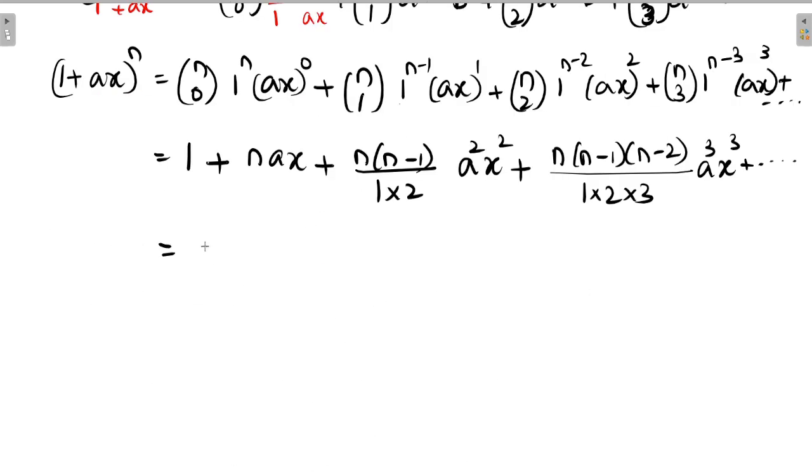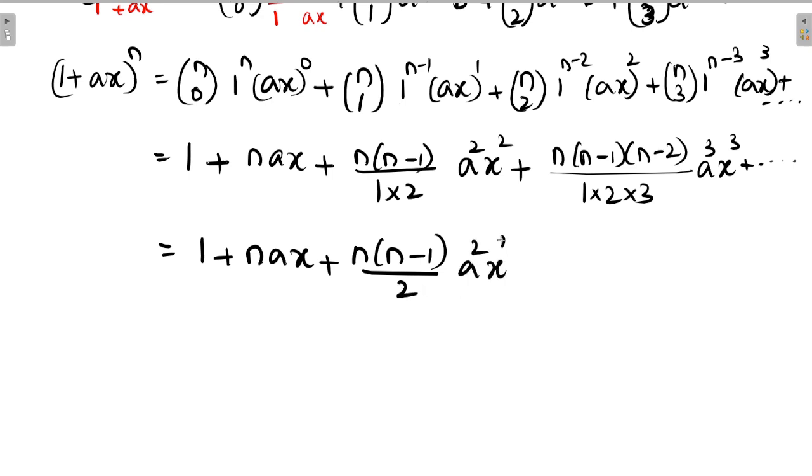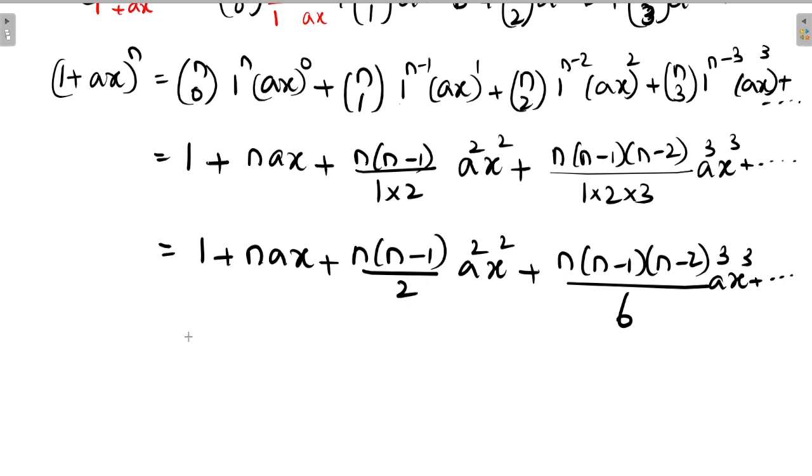So this is equal to 1 + nax + n(n minus 1)/2 a squared x squared + n(n minus 1)(n minus 2)/6 a cubed x cubed + etc. This we are going to equate with the given form: 1 minus 4x + 24/5 x squared + px cubed + etc.